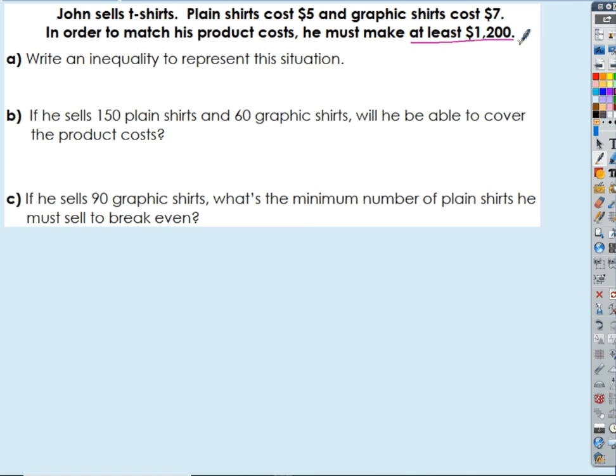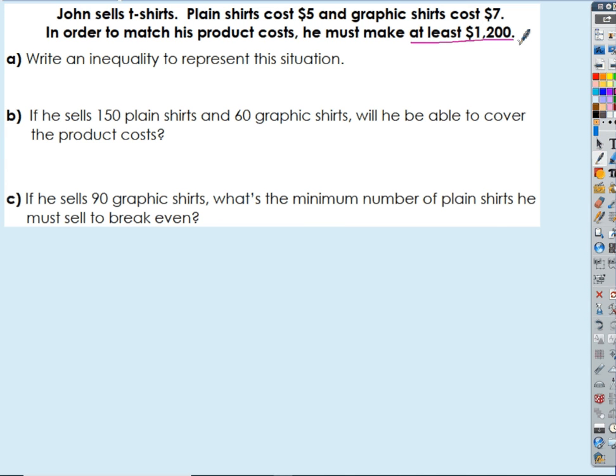1,200 or greater, right? He can make 1,200 or he can make 1,300, but he's got to make at least 1,200. It's not going to hurt his feelings if he makes 1,500. That's probably a good thing, but he's got to make at least 1,200, right? So there's no one answer to how much he can make here. There's a whole infinite number of possibilities, but there's a lower limit, right? So that fits with an inequality rather than an equation, right?